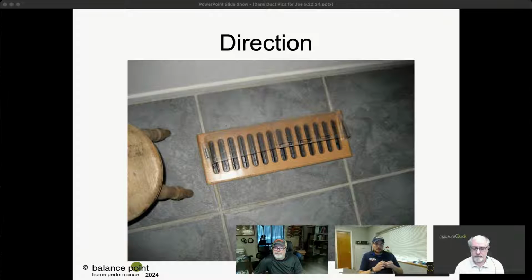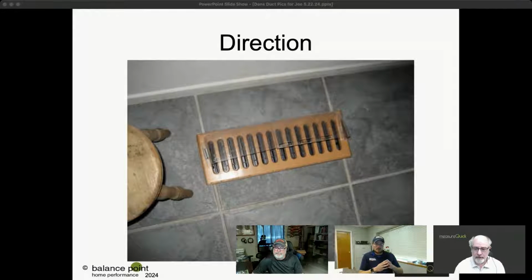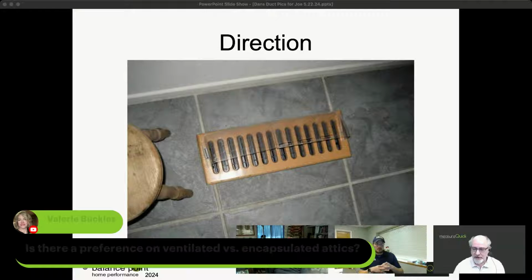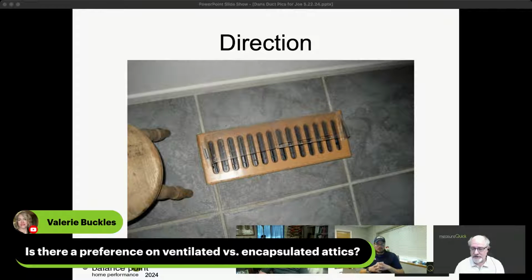So before I switch over to you, Russ, I know you've got a couple of slides. We want to talk about this and how we supply air. Valerie with measureQuick had a question about ventilated versus encapsulated attic. Do you have any feedback on that, Greg? For your own home, would you prefer a ventilated or encapsulated attic, and why does that make your duct system better?